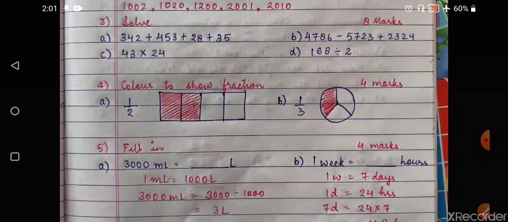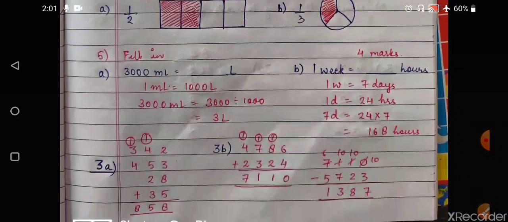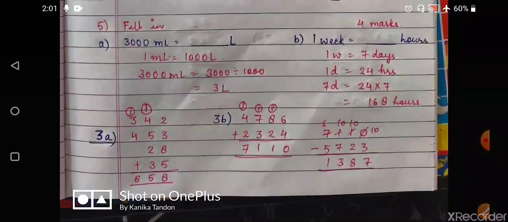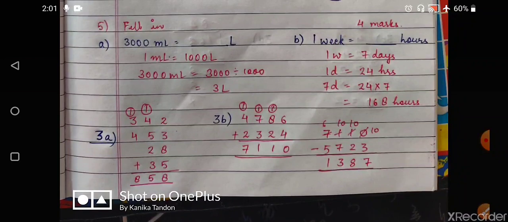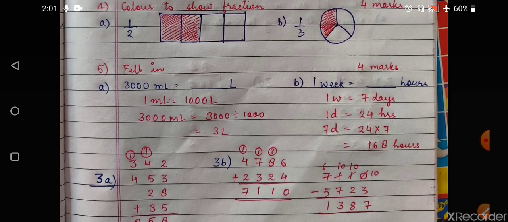First is 342 plus 453 plus 28 plus 35. So the solution to this question is 342 plus 453 plus 28 and 35. So 5 plus 3 is 8, 8 plus 8 is 16, 16 plus 2 is 18, carry 1. 5 plus 4 is 9, 9 plus 1 is 10, 10 plus 2 is 12, 12 plus 3 is 15, carry 1. 4 plus 3 is 7, 7 plus 1 is 8. So 858 is the answer.